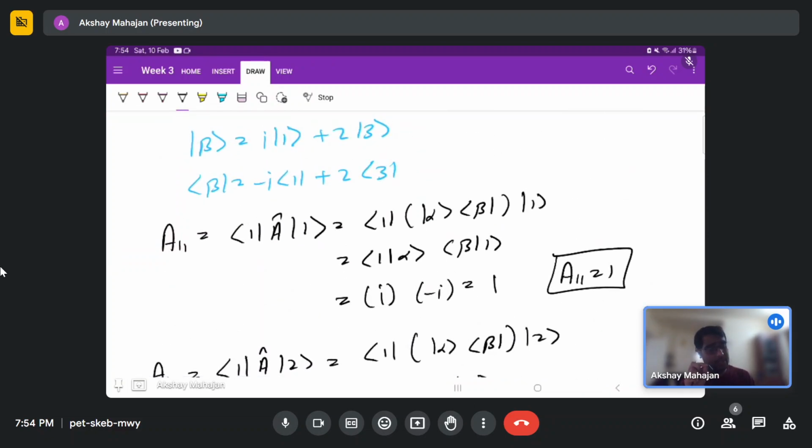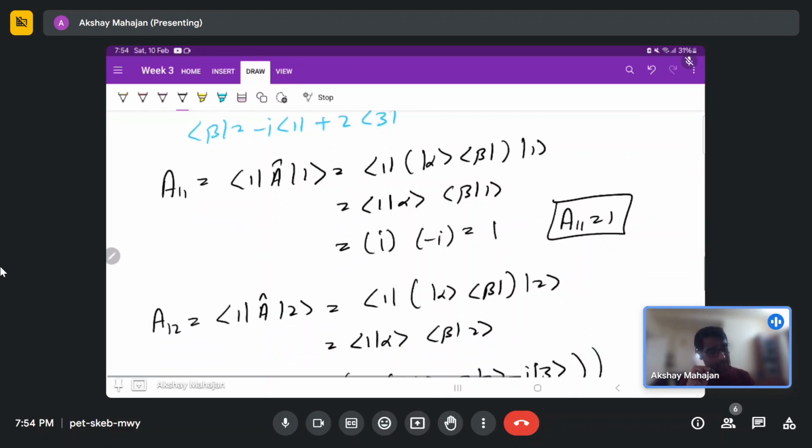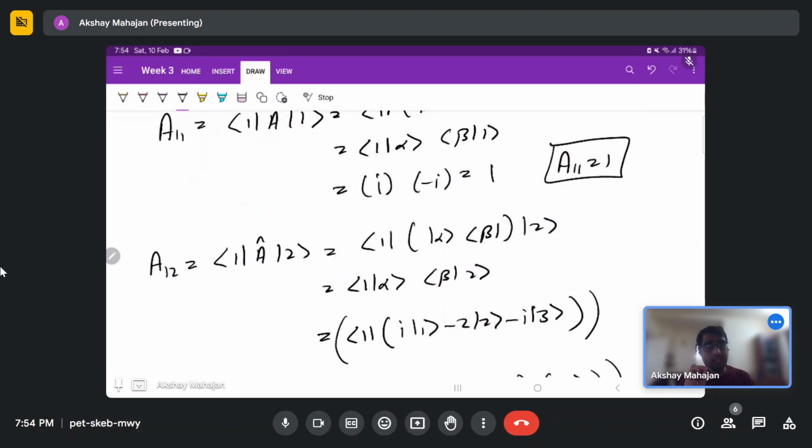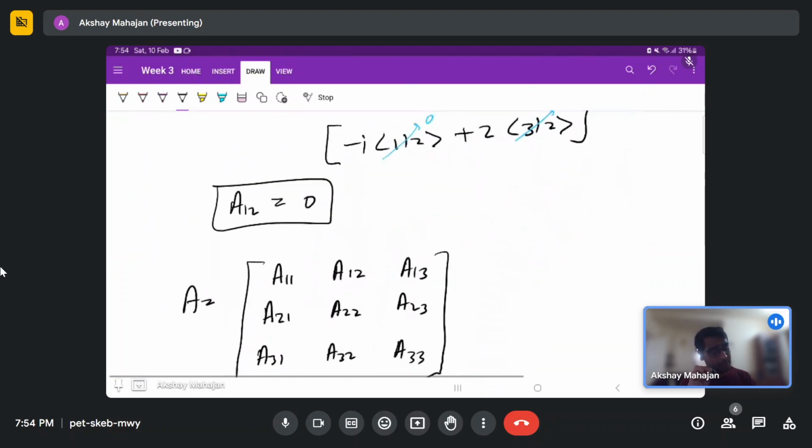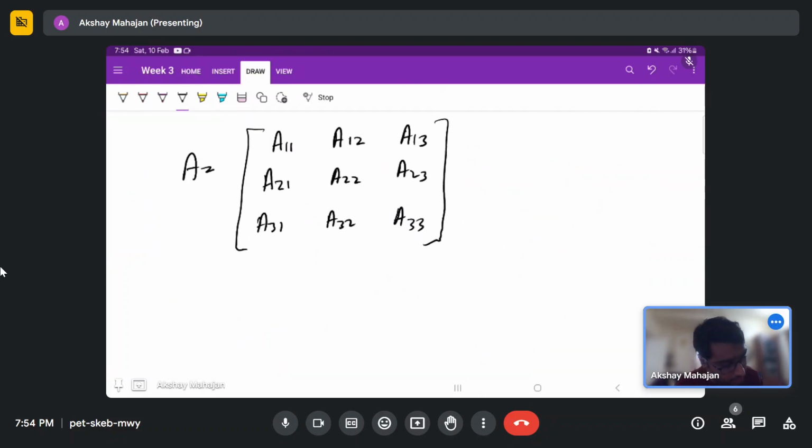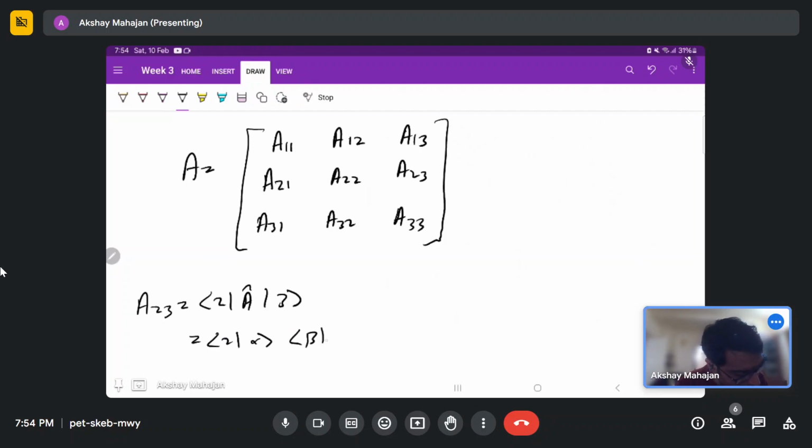The thing will be the same: A11 is defined as bra of 1 A cap ket of 1, and A12 is defined as bra of 1 A cap ket of 2. Similarly, for example, A23 will be bra 2 A cap ket 3. Alright, and then you just solve in a similar fashion as we have solved for the other elements.